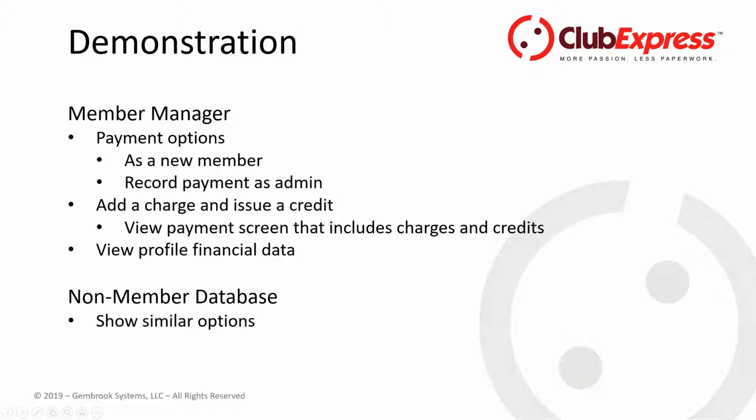In the member manager, we'll be looking at different payment options, both as a new member who's logging in and as an admin who's recording the receipt of a payment. We're going to add a charge and issue a credit and then see what the payment screen looks like after that charge and credit have been entered. And then we'll also show how a member can view their own financial data, so that a member can look and see what transpired on their accounts and get receipts and things like that. So they don't have to bother you to get information. If they say, I need a receipt for something, you can say to the members, you can get this on your own. And in the non-member database, I'll show how you get to do some of those same things.